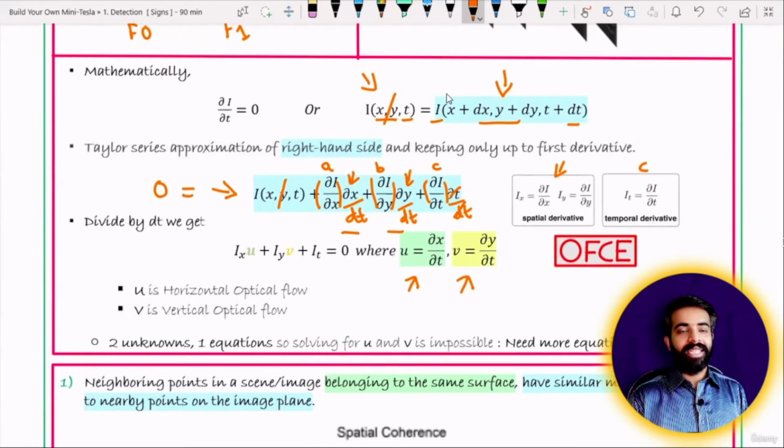These are the 2 unknowns that we are going to find out to estimate the motion of the pixels between consecutive frames. And this equation that we got right now is known as the optical flow constraint equation. So what we need to do is find out these 2 unknowns in this particular equation, and this is an under-constrained equation because we have 2 unknowns and only 1 equation. So we need more equations. How can we get that?